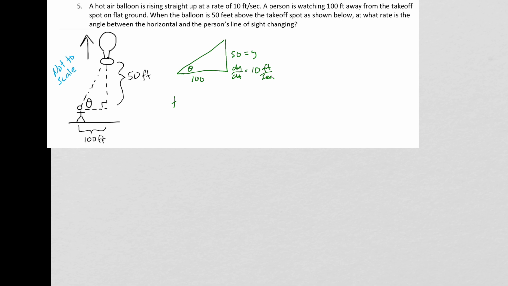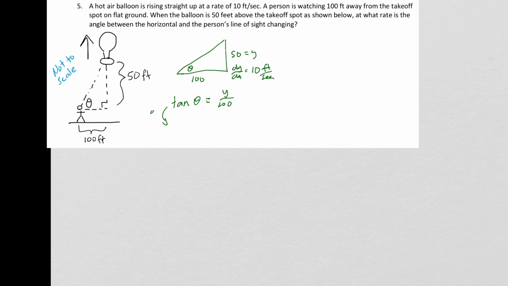So I'm going to write tan of theta is equal to opposite, which is y, over adjacent, which is 100. You may say, dude, why didn't you put 50 there? Because I know y is 50. Well, remember, whenever we do one of these related rate problems, we always need variables for things that are changing when we do our equation. So, since y is changing, I can't just use 50.